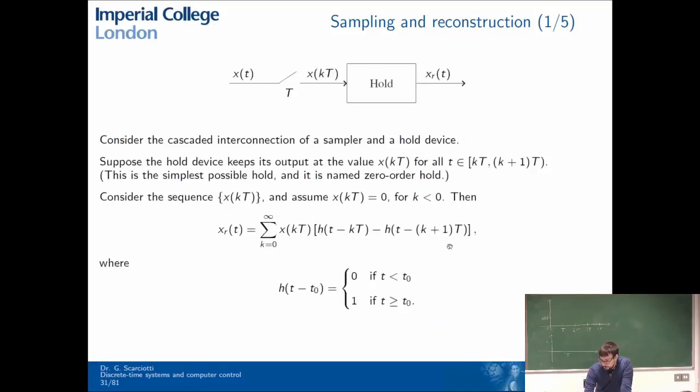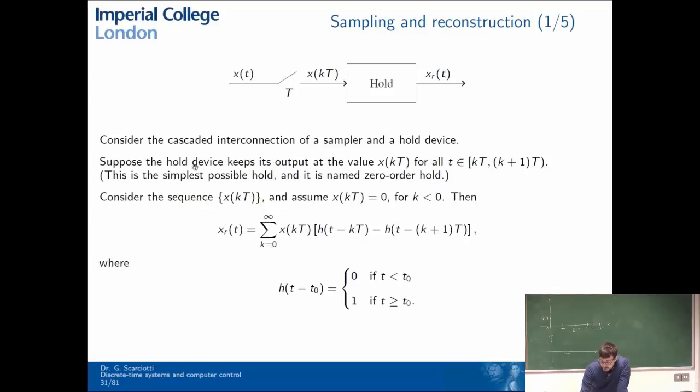using a hold device. So let's study the simplest possible configuration, which is the cascade of a sampler and a hold. What we do here is just take a signal, sample the signal, and then reconstruct the signal. This is the simplest operation, and we want to see what happens and how we can describe this signal. So the first part of this lecture will focus on finding a mathematical description for this interconnection, a mathematical description that puts in relation the reconstructed signal with the original signal.